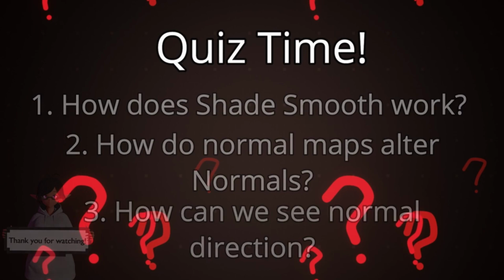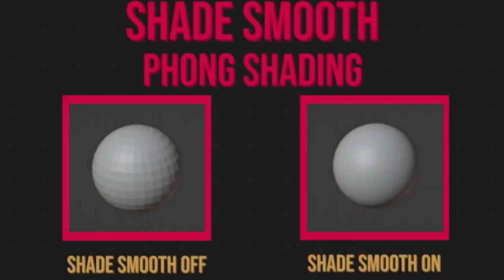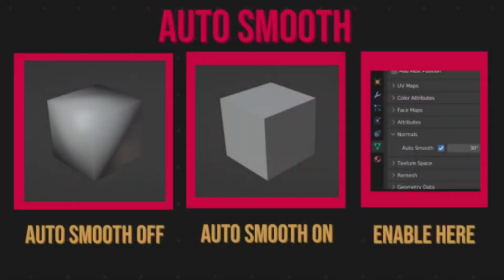Number 1. How does shade smooth work? By averaging out the normals and smoothing it out that way. We can also use the auto smooth function to limit the angle where shade smooth will be applied to. This is really useful because on a cube, for example, we wouldn't want to have these faces smoothed out since the angle is really high and it wouldn't make sense for it to be smoothed out. So we can turn on auto smooth, which will make it so any angle bigger than 30 won't be smoothed.